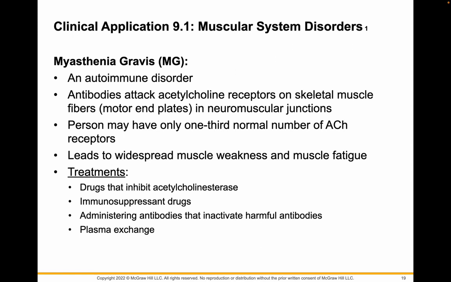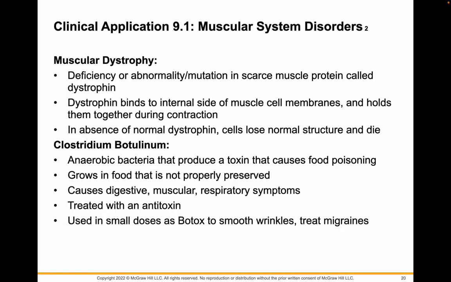So there are muscle disorders like autoimmune disorders where the antibodies actually attack the receptors, and the person only has about a third of the normal number, which leads to muscle weakness and fatigue. And there are some treatments for it. Muscular dystrophy is another one where we have a scarcity of a protein, and that binds the internal side of the muscle cell membranes and holds them together. And so if you don't have this, the muscle cells actually die.